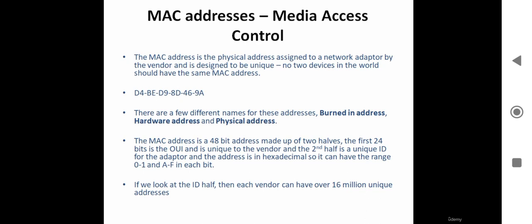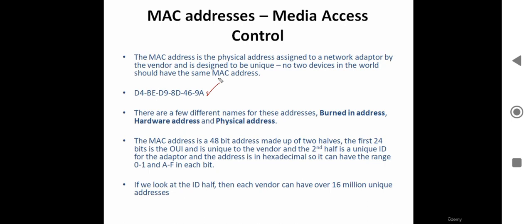The MAC address is a physical address. It's assigned to a network adapter by the actual vendor itself, and it's designed to be completely unique. No two devices in the world should have the same MAC address. You can see here that the format of the MAC address is in hexadecimal. Hexadecimal goes from 0 to 9 and A to F. If you're unsure about hexadecimal, we will cover that in a later video.